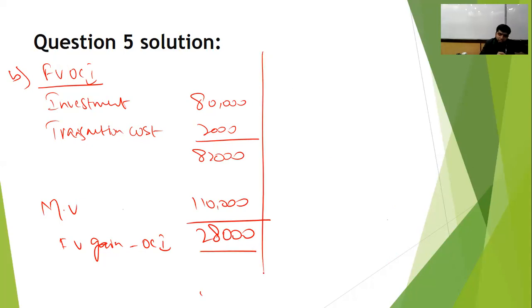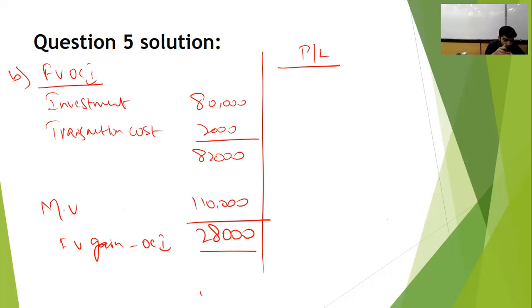Now let's prepare the extracts of the financial statement. We are going to prepare the P&L. And in P&L, what items will we get? Will we record the transaction cost in P&L? No, we are not going to record the transaction cost in P&L. Why? Because we have capitalized that transaction cost in the value of the investment.